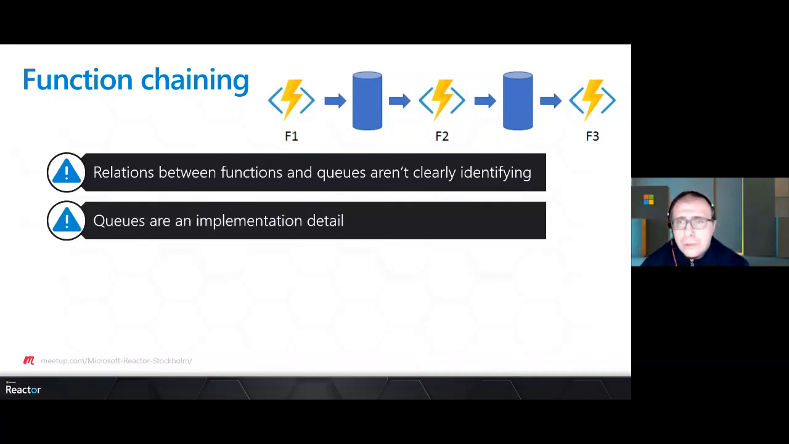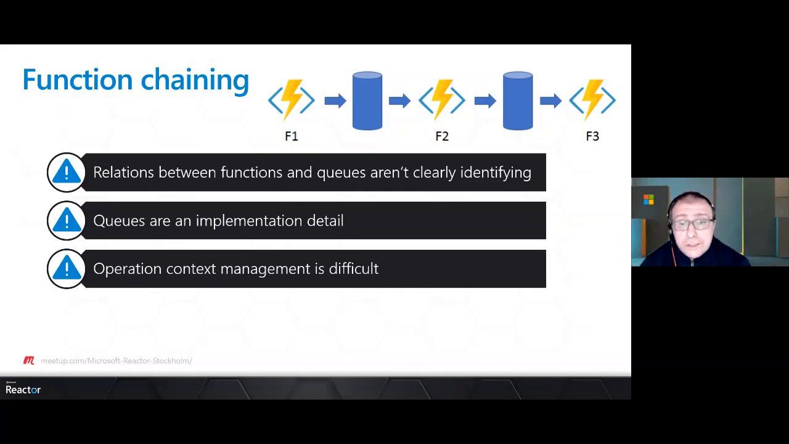I want someone else to manage the state for me. I don't want to implement the queue. If I can, I want another piece of Azure Functions to manage the state for me. So I simply want F1 to pass data to F2, F2 to pass the data to F3, and so on.